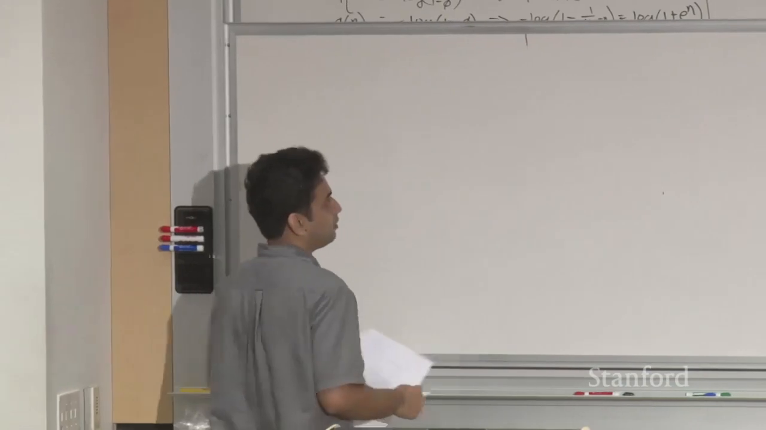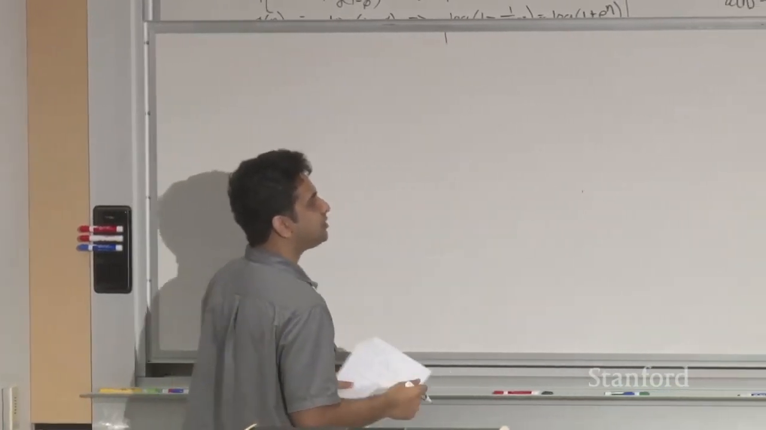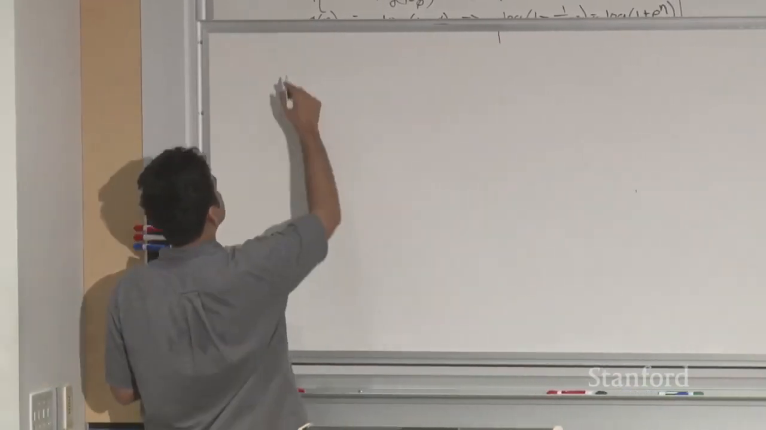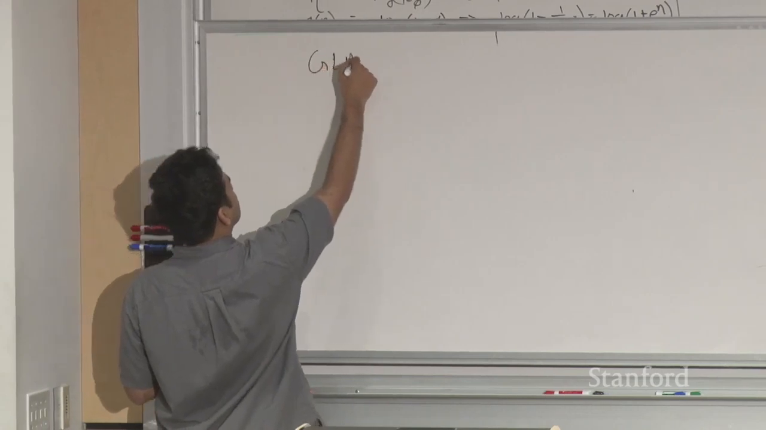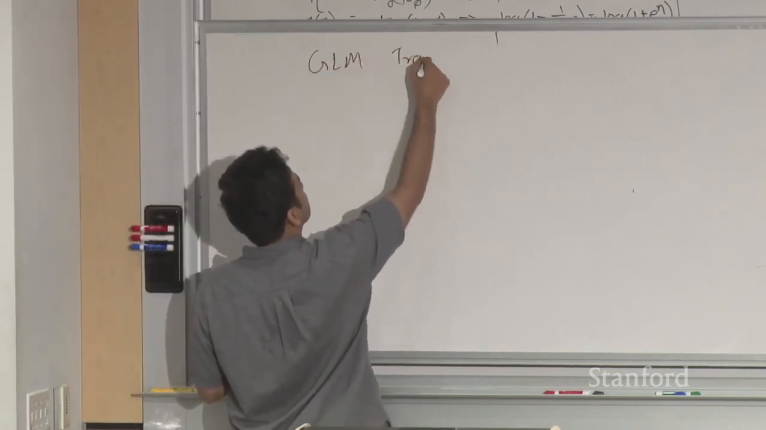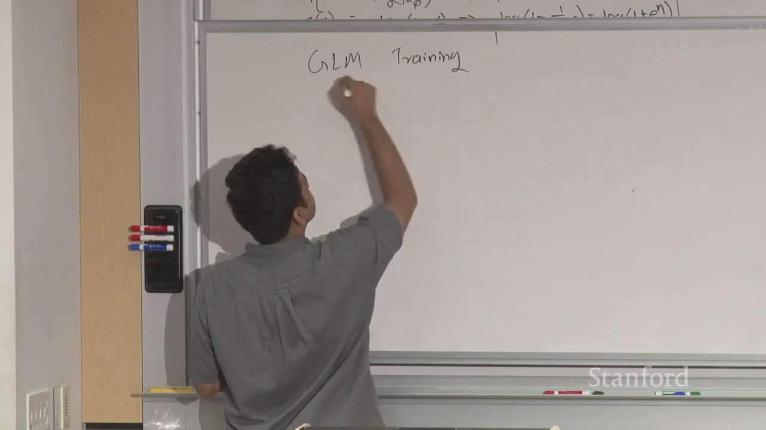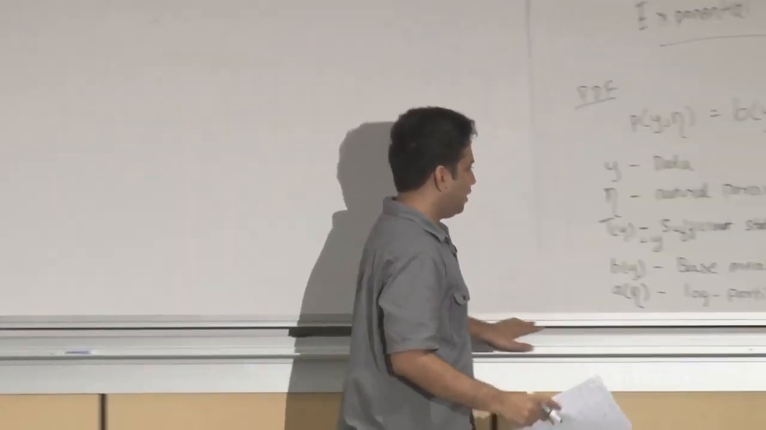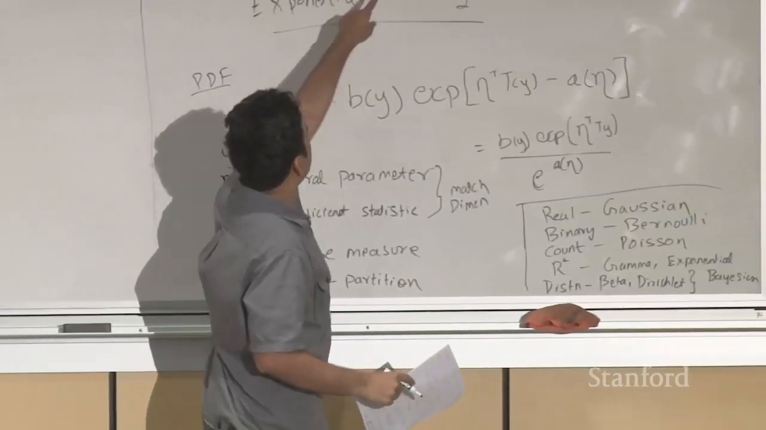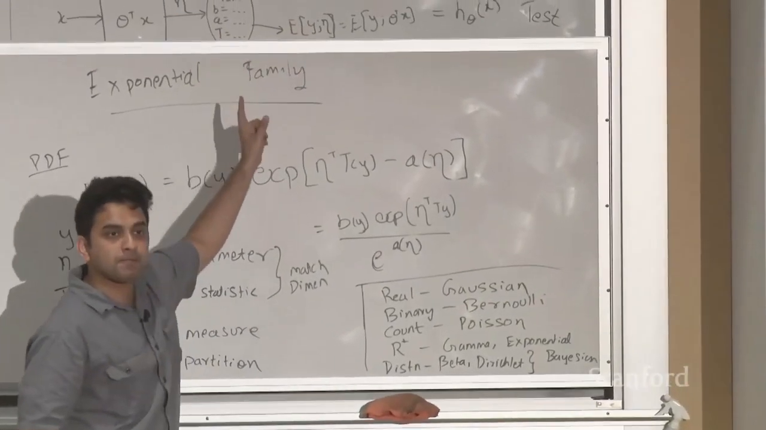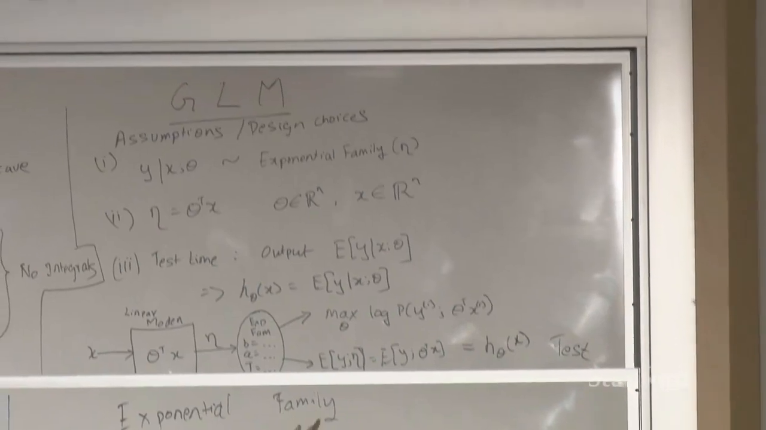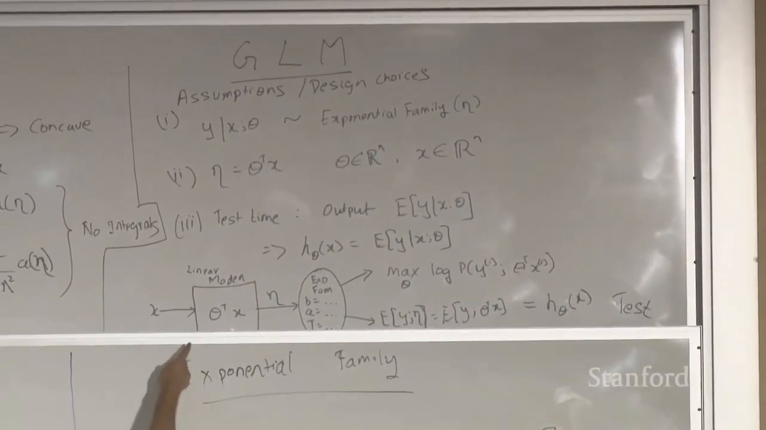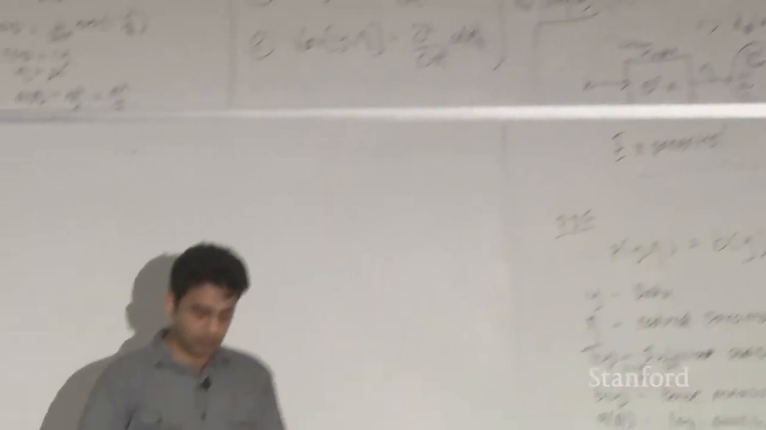So another kind of incidental benefit of using GLMs is that at train time, we saw that we want to do maximum likelihood using the log probability with respect to thetas. Right?